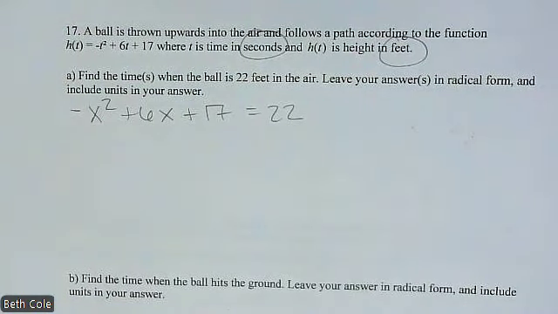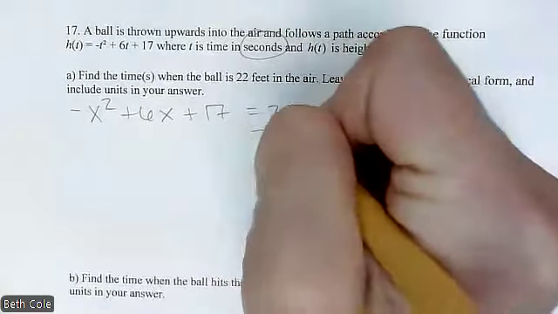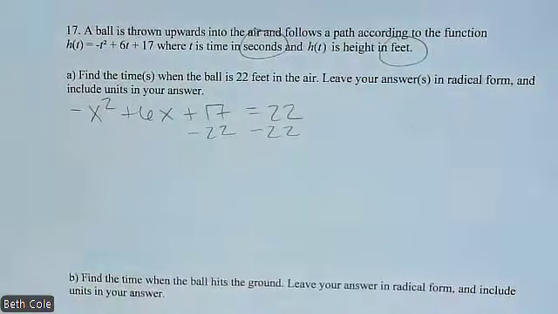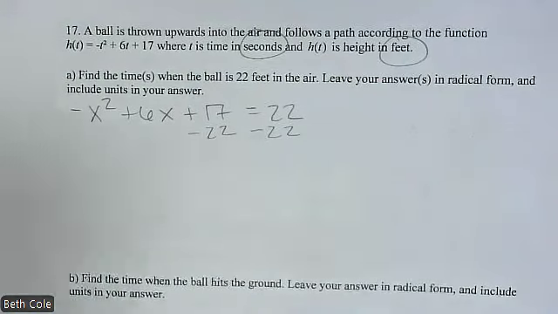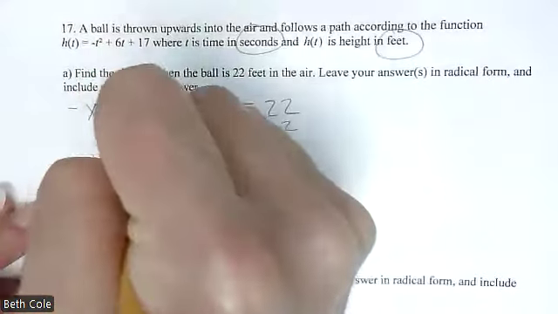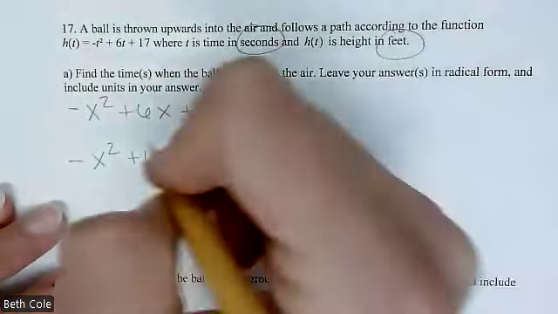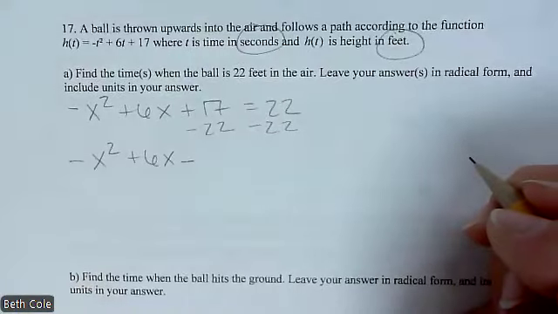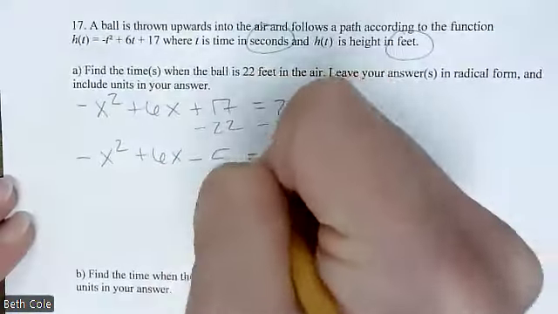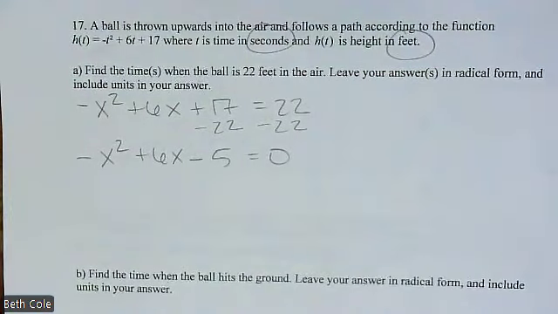Now, I don't have a method for equaling 22. I need for it to equal 0. So evacuate. Make it equal 0. And once you do that, you now have the exact same problem that we just did. What's that going to be? Minus 5? Just do what we just did again.